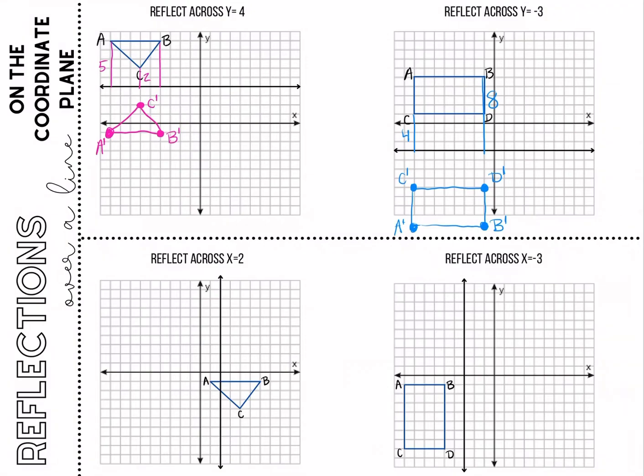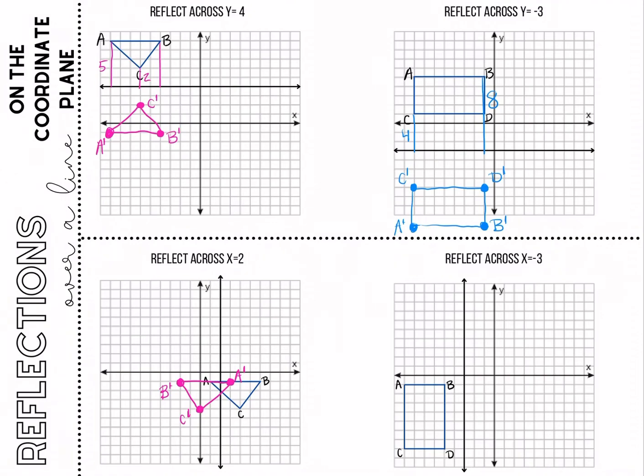So A is 1 distance away on this side. So A prime is going to be right here. Okay, C is 2 distance away from the line, so it's going to be 2 distances away over here. And then B is 1, 2, 3, 4. So we're going to go 1, 2, 3, 4. So this is B prime. So our reflection looks like this. And if you think about it, you literally just flip the whole image over that line.